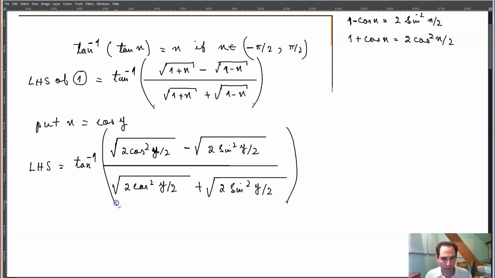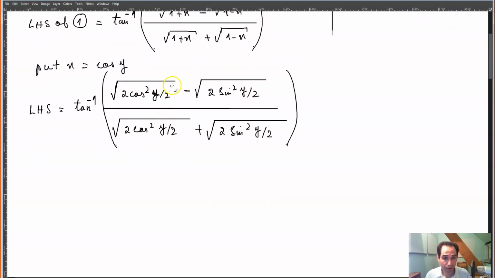Now, over here I have 2 times cos squared y divided by 2, the square root of that. I can write it as the square root of 2 times cos of y by 2.